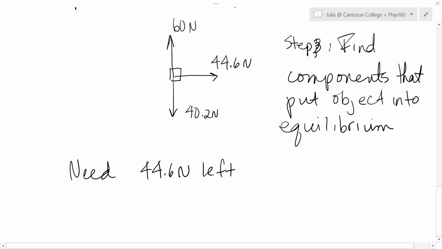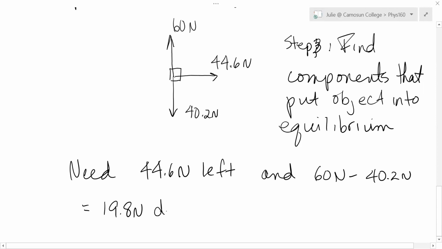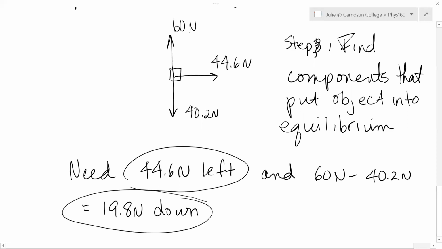But now we're going to need some extra down because there's not enough down. 60 newtons up does not balance the 40.2 newtons down. And how much would we need going down? Well, it would be 60 minus 40.2, which equals 19.8. And we know that's down because there's less down than up. Okay, so we need 44.6 left and 19.8 down.